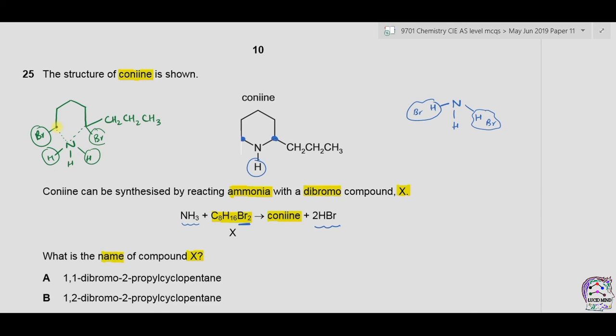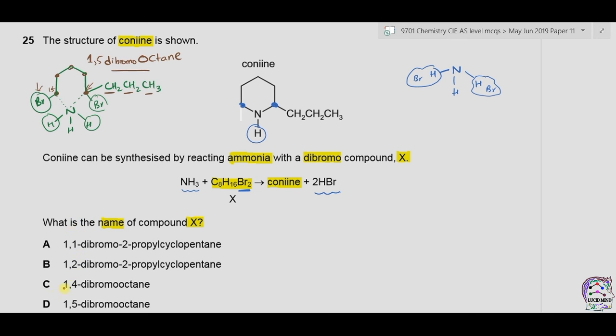Let's look at the number of carbon atoms. We have 1, 2, 3, 4, 5, 6, 7, 8. So there are 8 carbon atoms. So this is octane. And we can see that one bromine is attached with the first carbon atom while second bromine is attached with the 5th carbon atom. So we can write 1,5-dibromooctane. Let's look into the options. In D we have 1,5-dibromooctane, so therefore D is the correct answer.